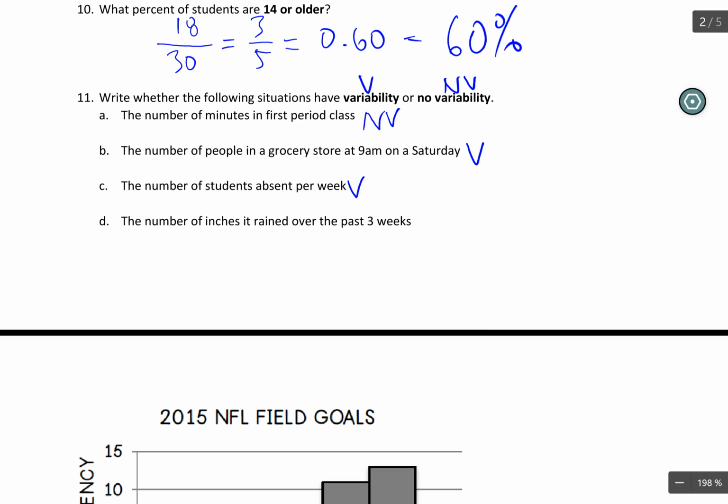The number of inches it rained over the past 3 weeks. I had students that had good arguments for both sides of this. So some students said, well, you know, every week, the past 3 weeks worth of rain is different than it was the previous 3 weeks. Okay, I agree with that. Other students said, well, no, rained over the past 3 weeks starting right now. And of course, that's not going to change. It already happened. It can't change. That would be no variability. And I agree with that too.